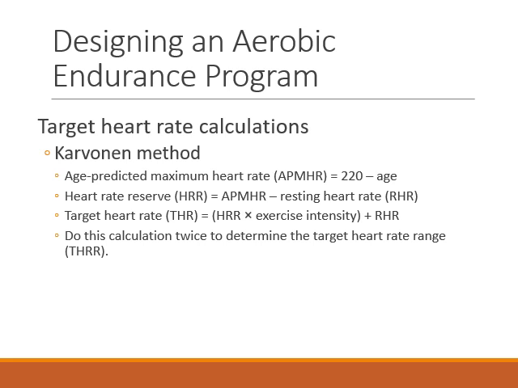And again, do that calculation twice, because what that does is give you a range. It's always a good idea to give a little bit of a range to have the athlete work towards. So say you want them between 60 and 70%. Just use 60% for the first calculation for exercise intensity, use 70% for the second, and then that gives you a target heart rate range.